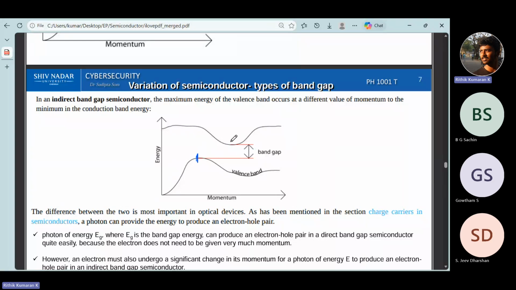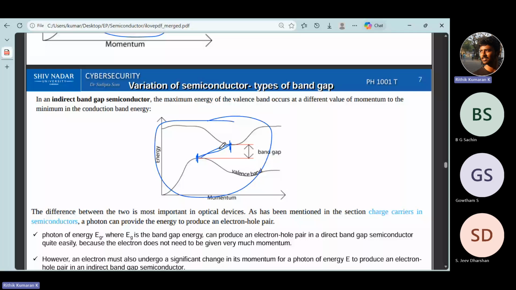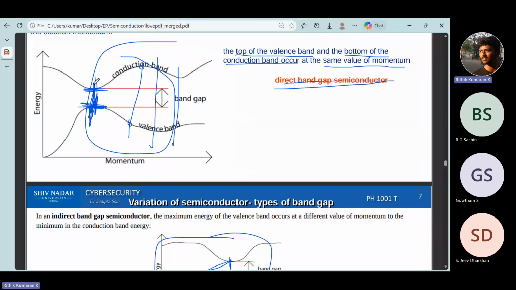If that does not occur, if both occur at different momentum, as you see, the upper appears at this momentum, the lower of the conduction band appears at this momentum. Different, right? Not the same momentum. So you call this type indirect, you call this type direct. Simple. Now what will happen if an electron goes from this level to this level? It only does a vertical drop. There is no need of extra energy itself.